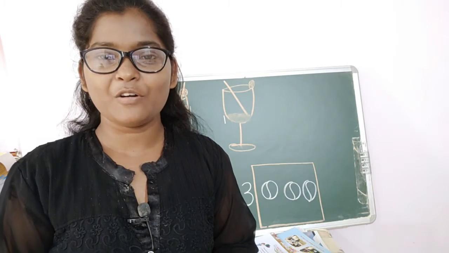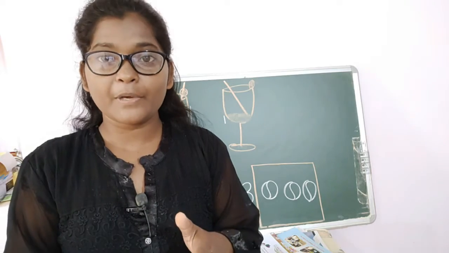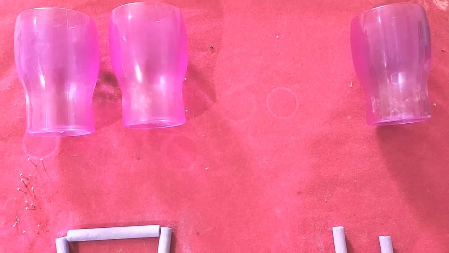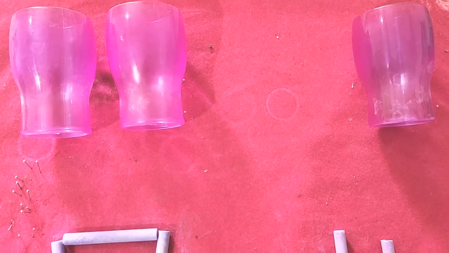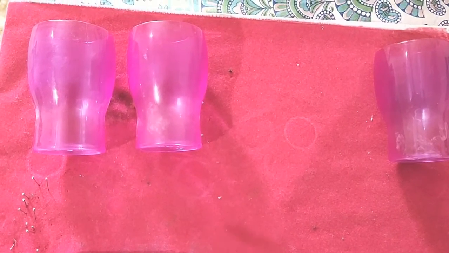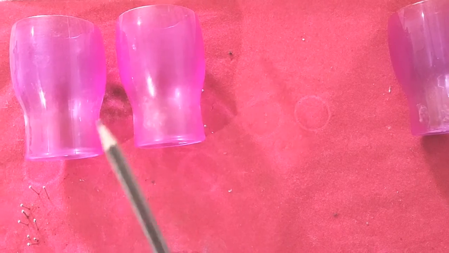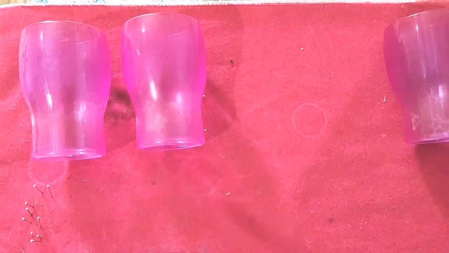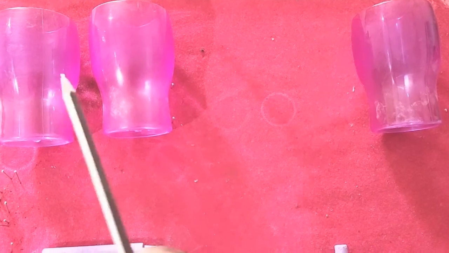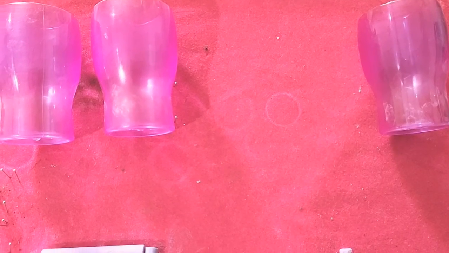So children, now I am going to show you some objects which you can count and compare for more or less. So dear students, here I kept some objects for you, and this one is 2 glasses. Now you count, children. 1, 2. Here I have 2 glasses, and on this side, only 1 glass. So 2 is more and 1 is less.